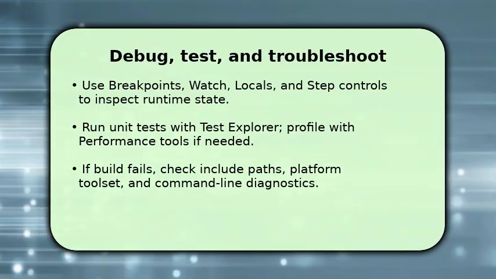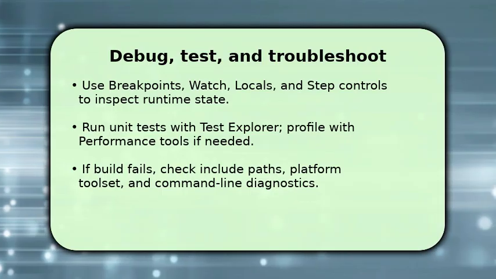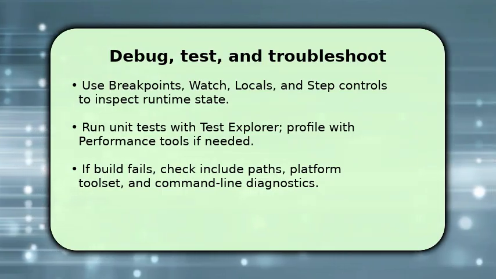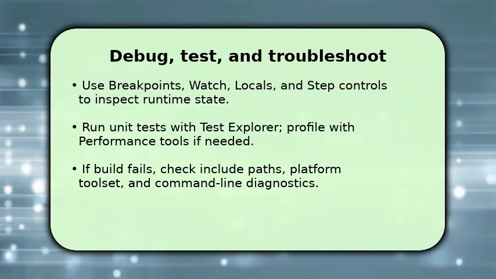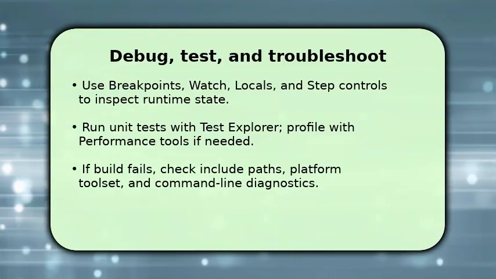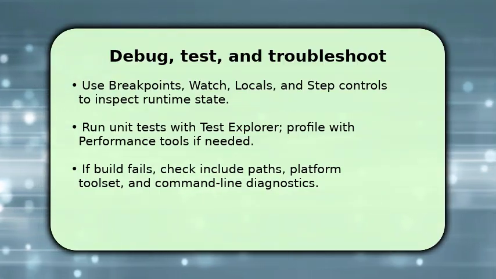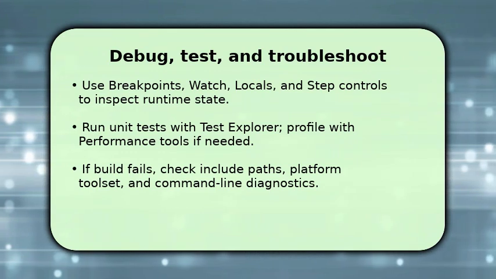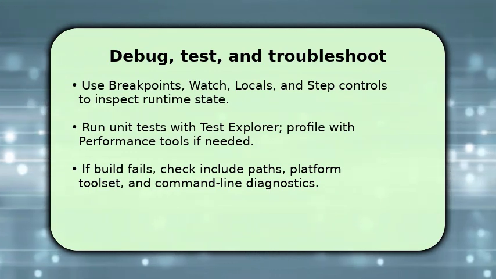If something goes wrong, make sure the platform toolset matches your SDK, double-check include and library paths, and enable verbose MSBuild or CMake output to see command line errors. This helps pinpoint missing headers, mismatched runtimes, or linker mismatches quickly.